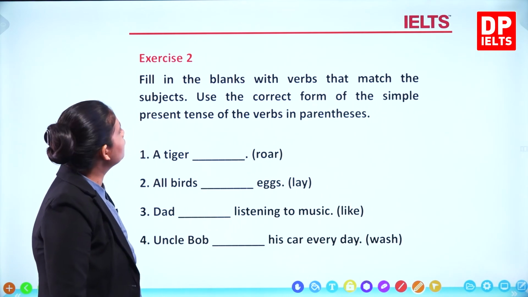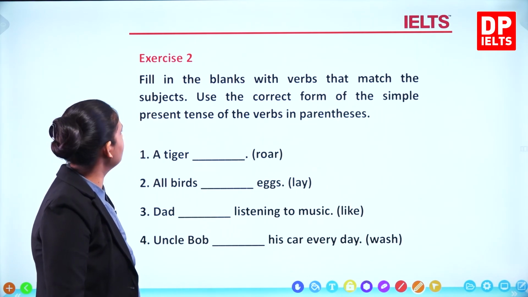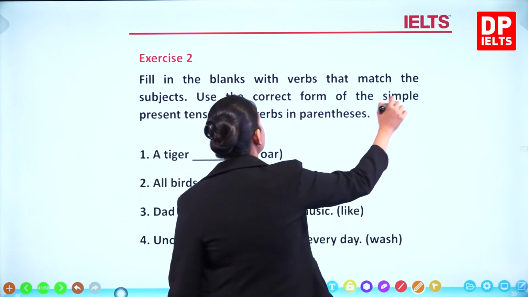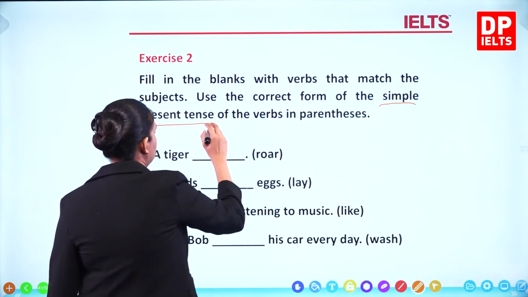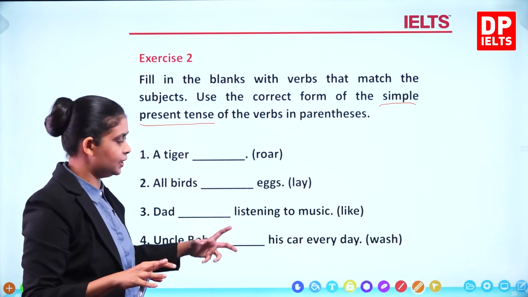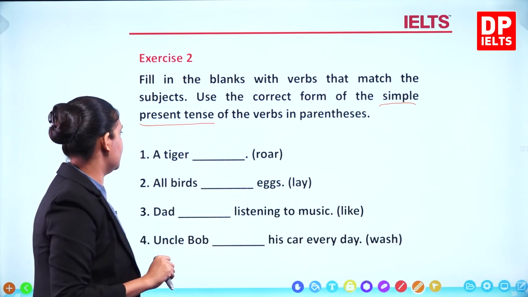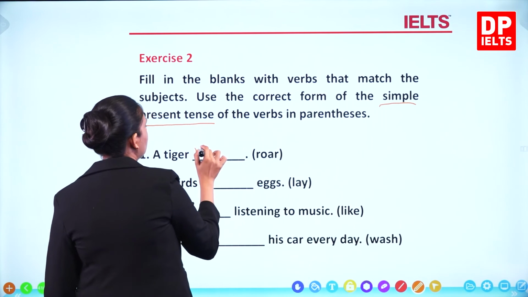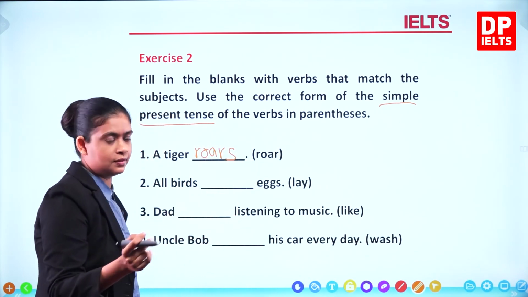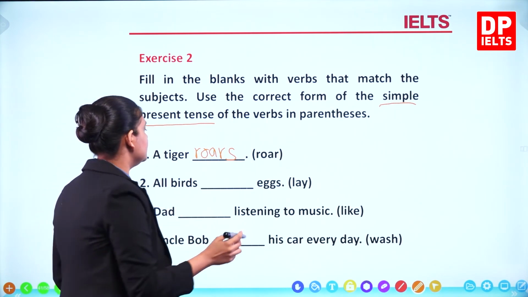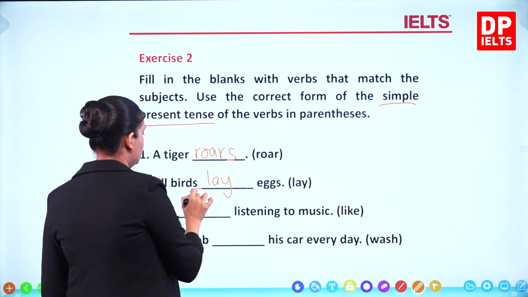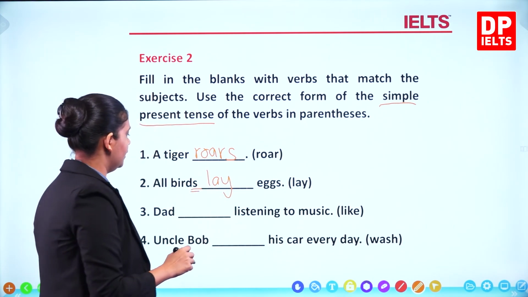Exercise 2. Fill in the blanks with the verbs that match the subject. Use the form of the simple present tense. So, similar question. අර විදියම තමයි question එක match කරන්න ඕනේ වචන ටික simple present tense එකෙන්. A tiger roars. Tiger මොකද කරන්නේ? කියනවා. Roars. All birds lay. ඔක්කොම කුරුල්ලෝ බිත්තර දානවා. So birds make it plural.